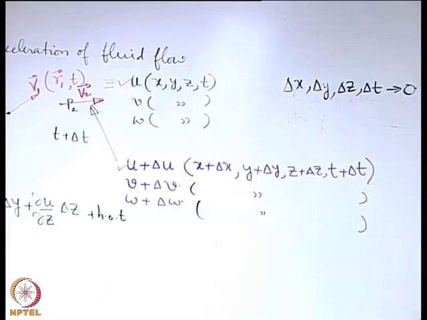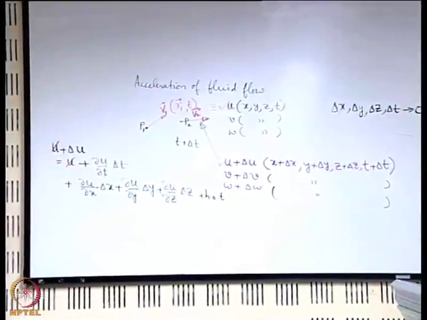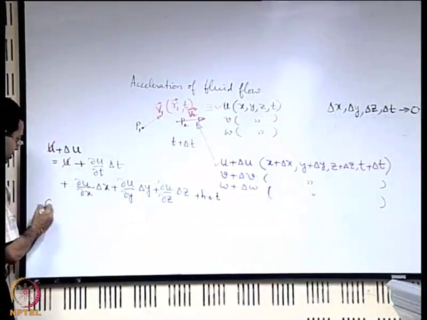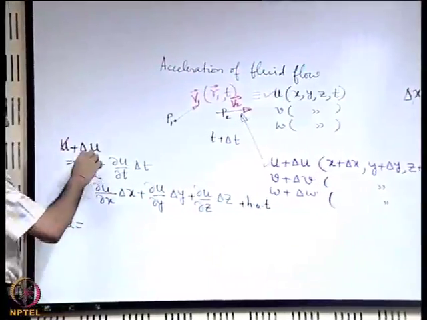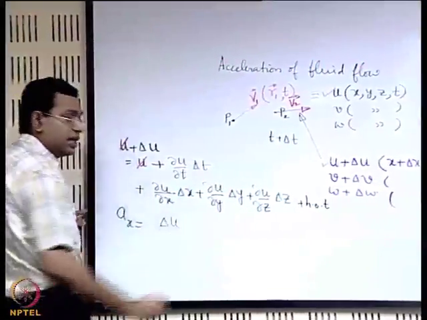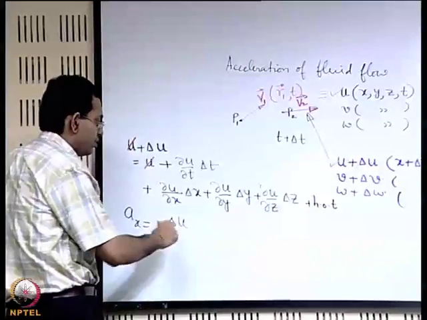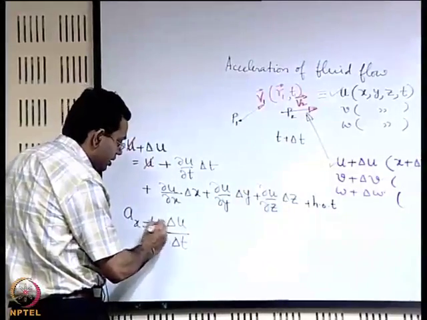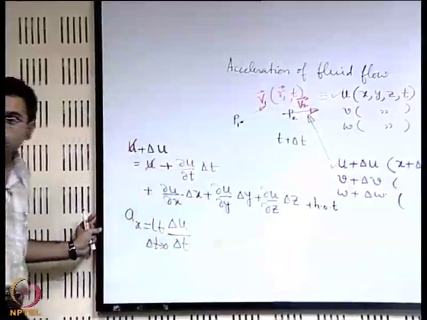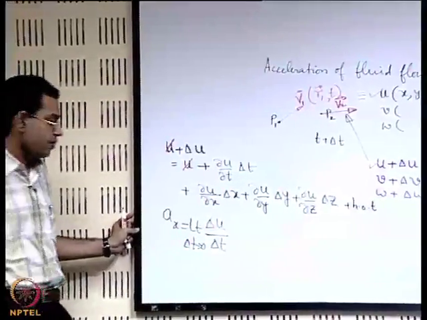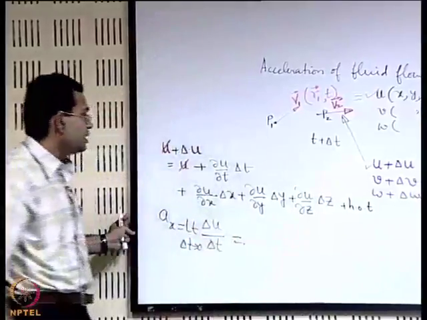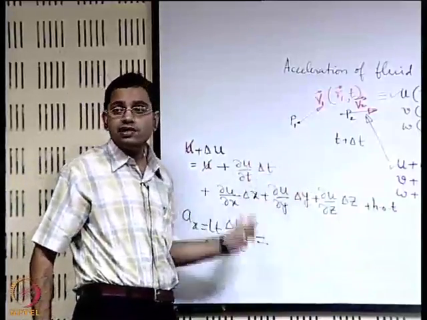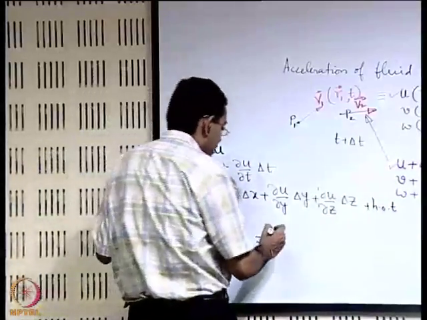So the first thing you can do is cancel u from both sides. And what is the definition of acceleration along x from a particle mechanics viewpoint or a Lagrangian viewpoint? You have to find out the change in the x component of velocity, because we are writing acceleration along x, divided by the time delta t, in the limit as delta t tends to 0. Very simple, straightforward Lagrangian description. So basically we are dividing the left hand side by delta t, so the right hand side is also divided by delta t, and a limit is taken as delta t tends to 0. So the first term is straightforward.